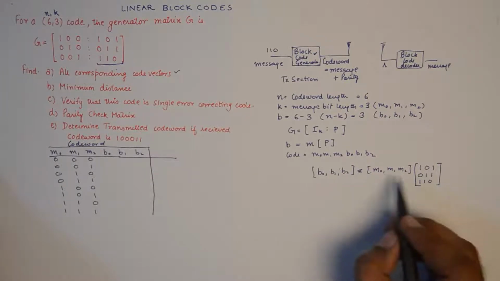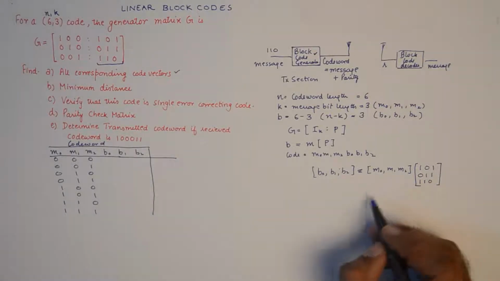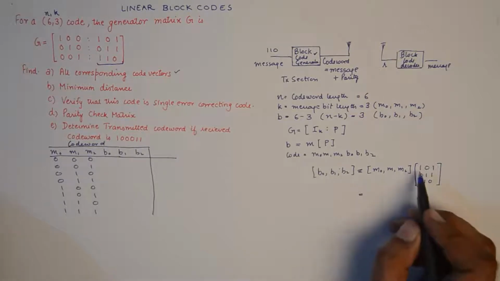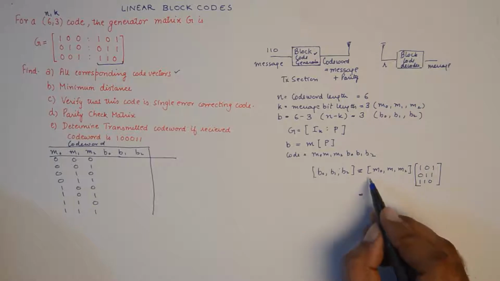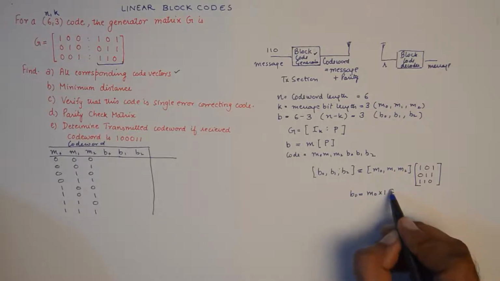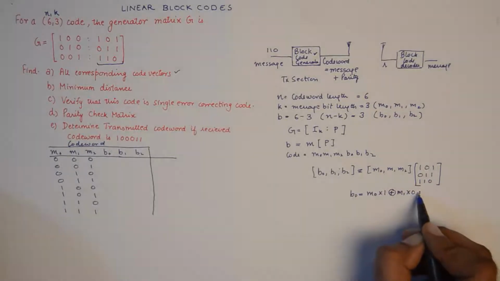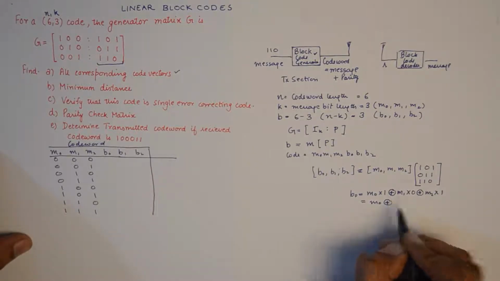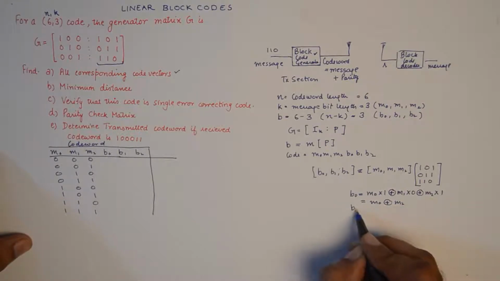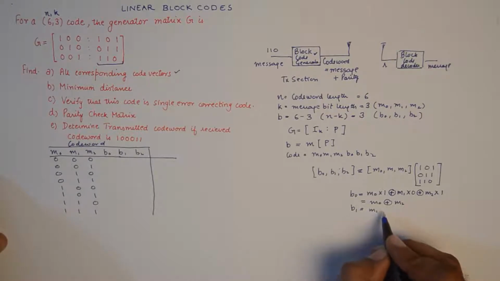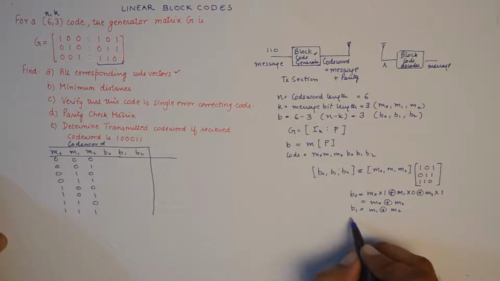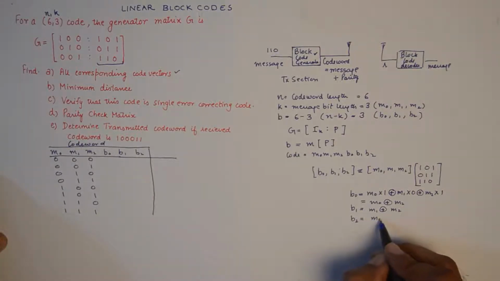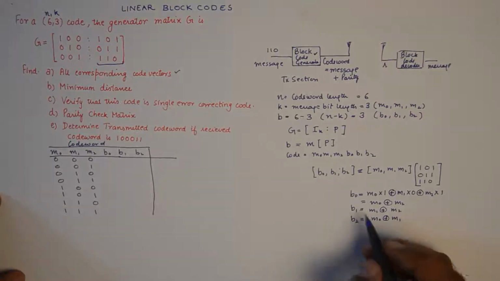And when we multiply this row with this column to get our first element, please understand that we are going to use the XOR operation. For example, B0 will become M0 into 1 XOR M1 into 0 XOR M2 into 1. So in short it will be M0 XOR M2, and similarly B1 will become M1 XOR M2, and B2 will become M0 XOR M1.